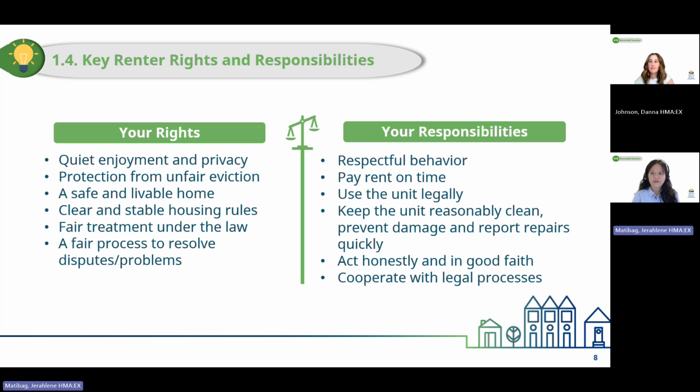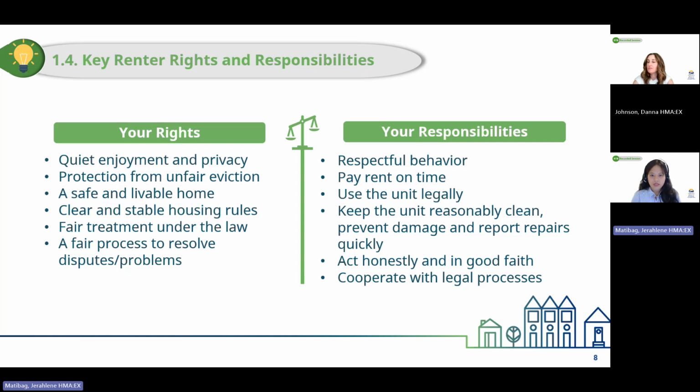So now that we've confirmed that you're covered by the law, let's zoom out a bit and talk about the big picture, your rights and responsibilities as a renter. These are the basics that apply to almost everyone under the Residential Tenancy Act. As for your rights as a renter, you are entitled to quiet enjoyment and privacy, protection from unfair eviction, a safe and livable home, clear and stable housing rules, fair treatment under the law, and a fair process to resolve disputes and problems.